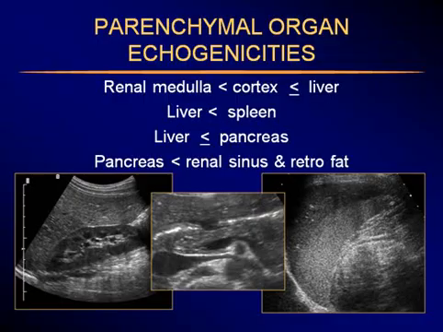Oh, and one more thing here, the pancreas itself is less echogenic than retroperitoneal fat, which is hyperechoic, and also less echogenic than the renal sinus echoes. So renal sinus echoes and the retroperitoneal fat are hyperechoic and the most echogenic of all of these parenchymal organs.